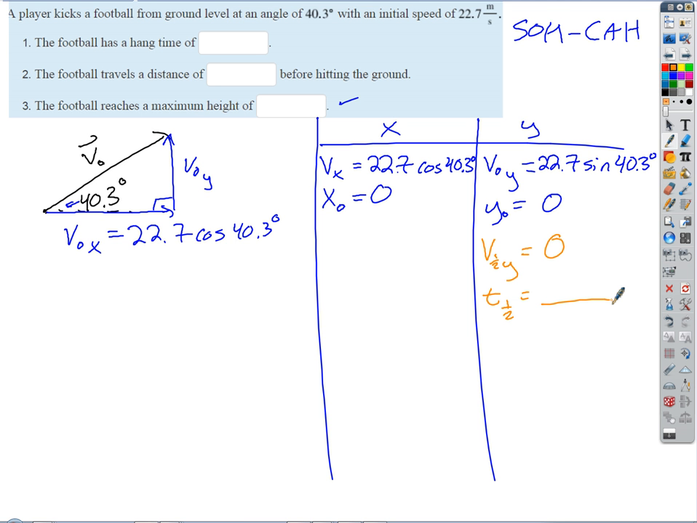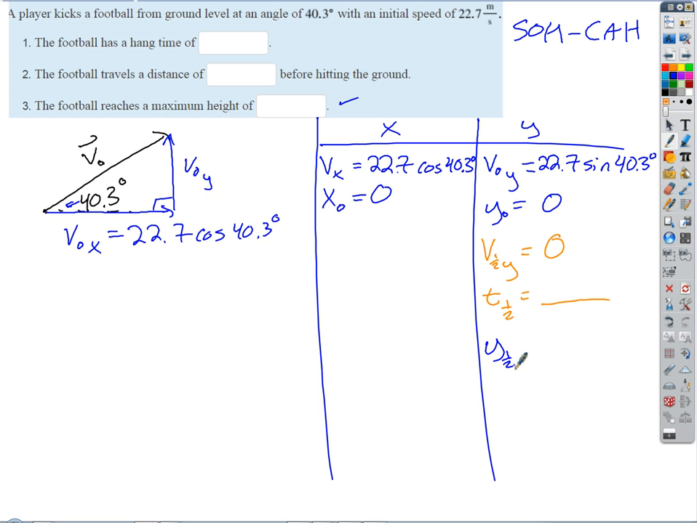So we know that y naught is 0. We want to know what y sub 1/2 is, right? That's going to be the maximum height. Agreed? And y sub final is 0 too, because that's when it's back to the ground.